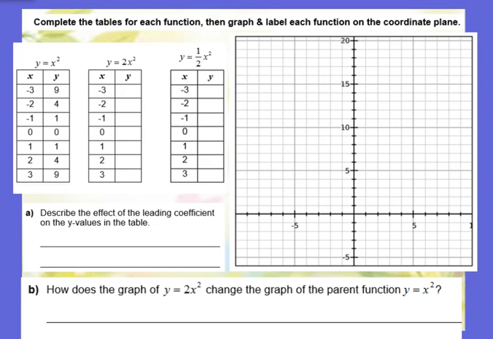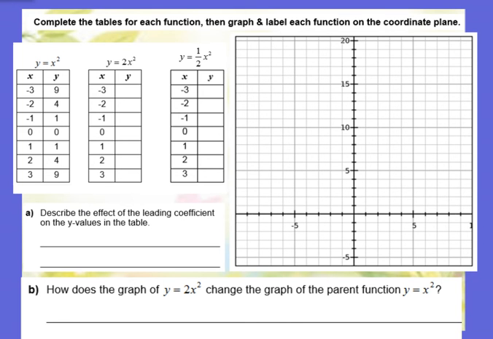So at the top of your worksheet today, it says to complete the tables for each function. So there are 3 of them here: y equals x squared, y equals 2x squared, and y equals 1/2 x squared. So you'll complete the tables, then graph and label each function on the coordinate plane.